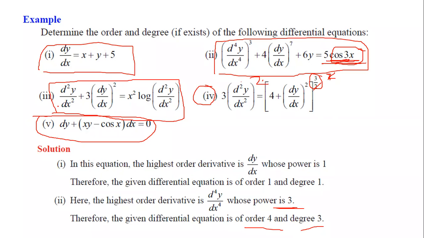That is the mistake. Here it has come in log, you see, d square by dx square is in log. On the right hand side, d square by dx square is in log, right? Yes, sir. So the degree is not defined here.